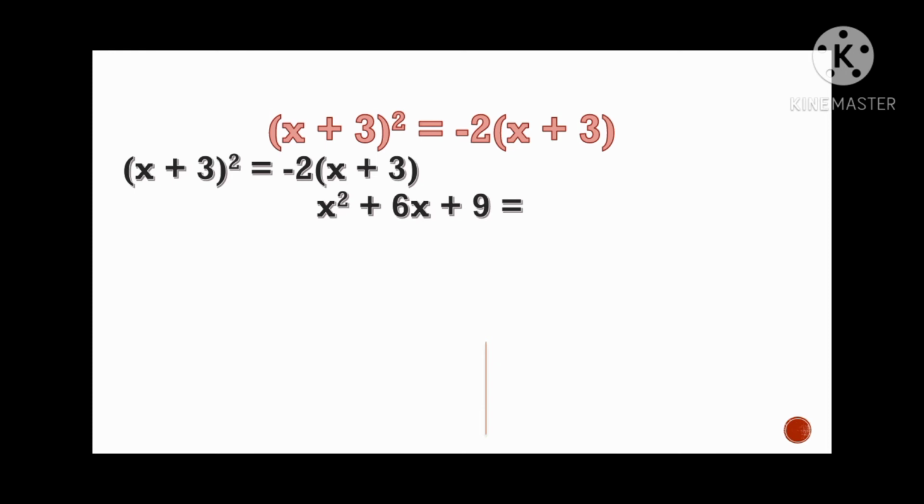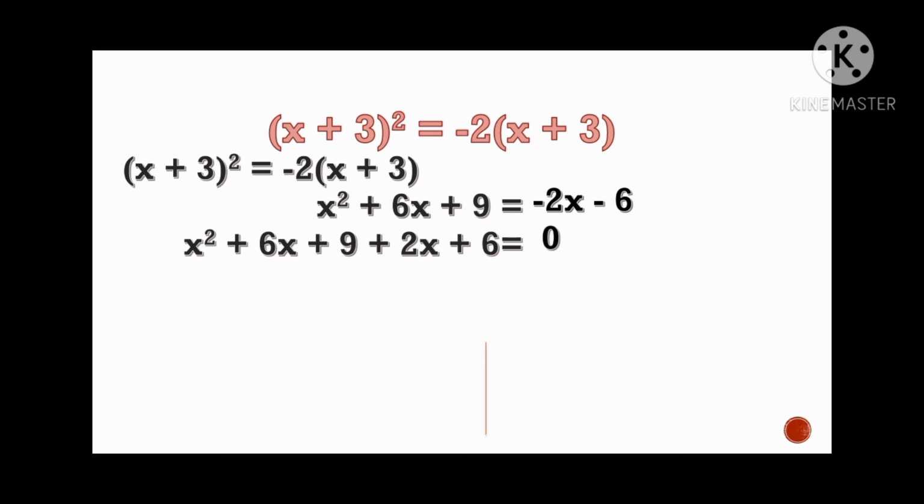So the square of x is x squared. X times 3 is 3x times 2 is 6x, then plus the square of 3, which is 9. So we have the product negative 2x minus 6. So ang gagawin natin dito is write all the terms in the left side of the equation so that the right side will become 0. So we have now x squared plus 6x plus 9 plus 2x plus 6 equal to 0.